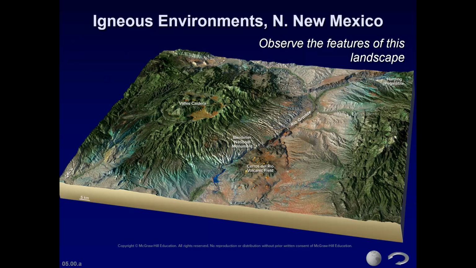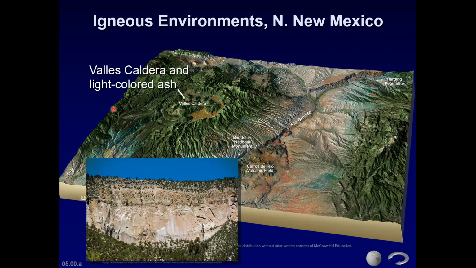Starting off, we're looking at igneous environments in northern New Mexico. All right, so let's look at the features of this landscape. This is around the PHYS caldera. It's a circular depression with hills inside of it. It has light colored ash in it as well.